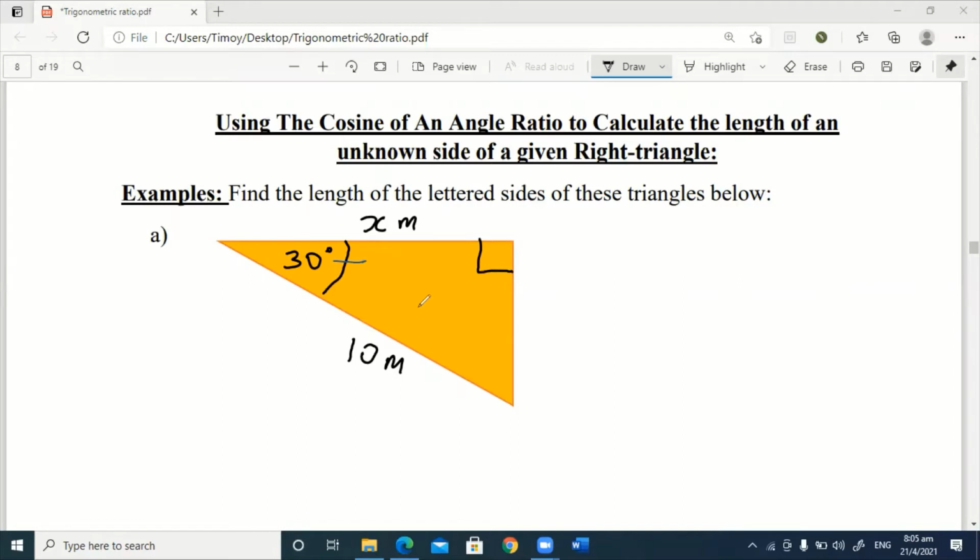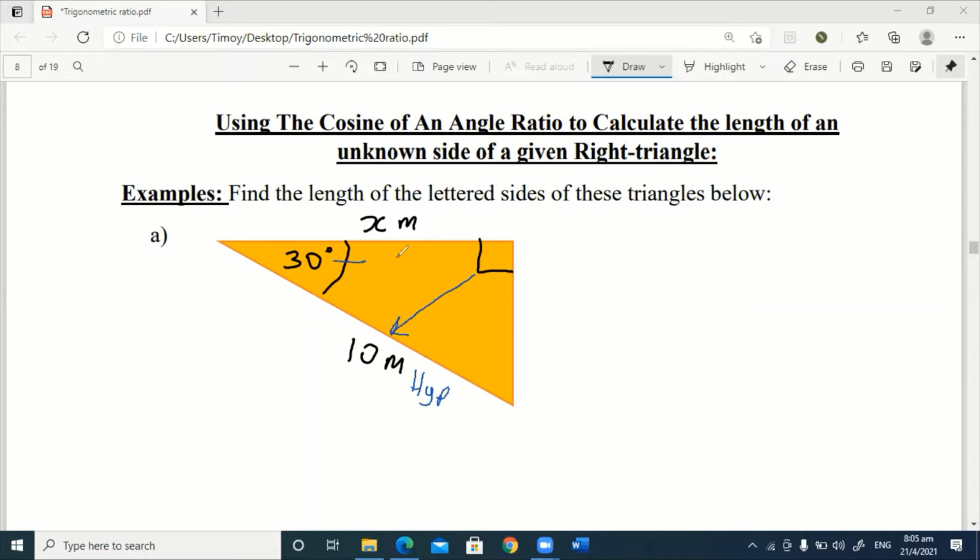So we know that the longest side is the hypotenuse, and that side is always opposite to the 90 degrees angle. So this is our 90 degrees angle here. So if I draw a line from this 90 degree angle going to this side, it will take me to the side where 10 meters is. So that is going to be the hypotenuse.